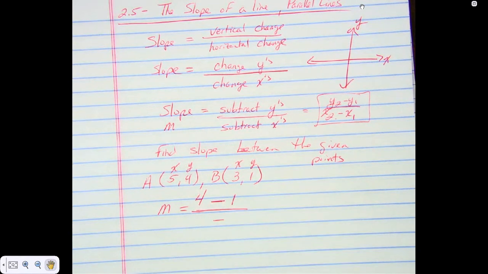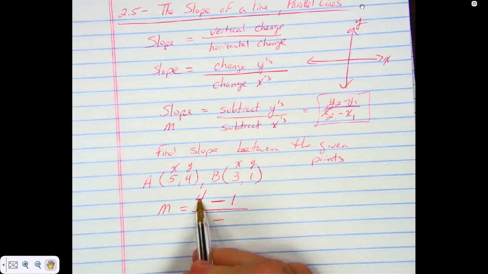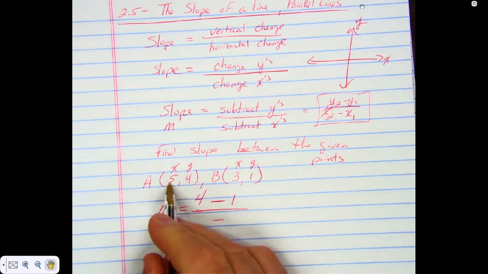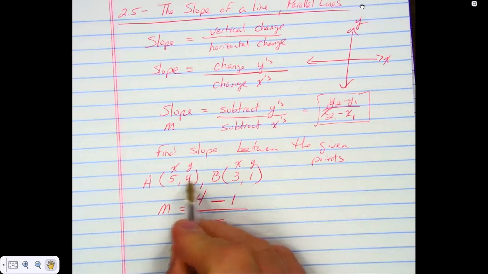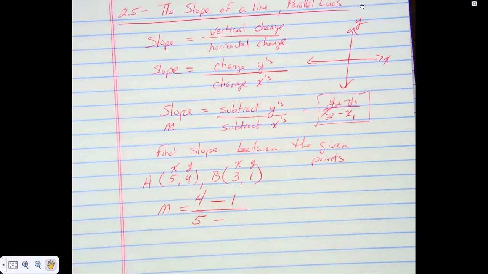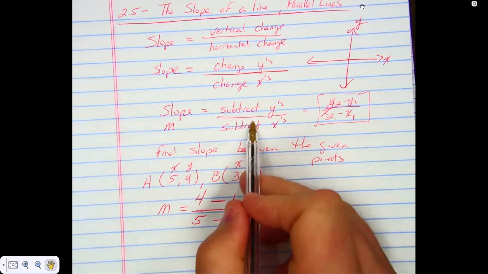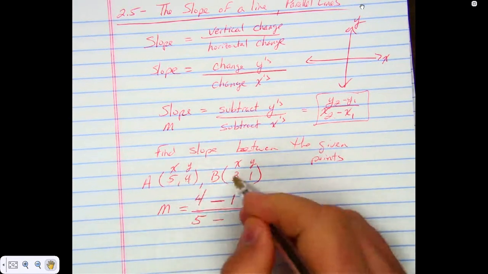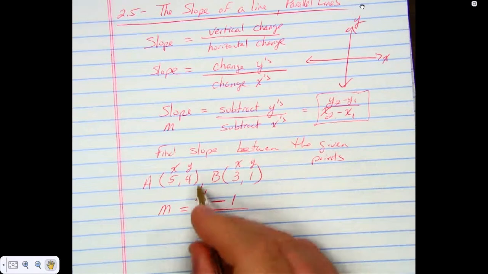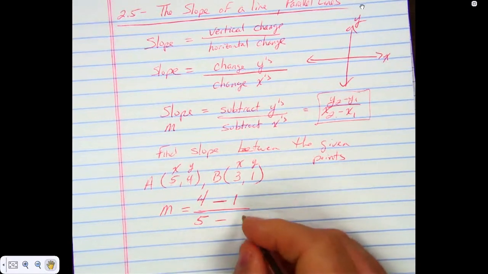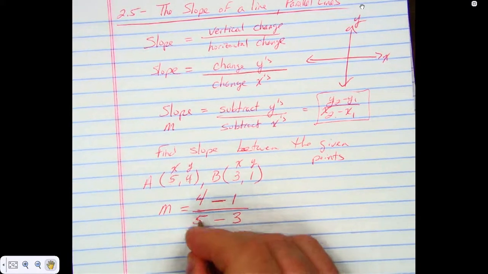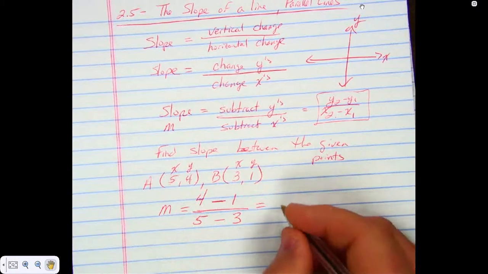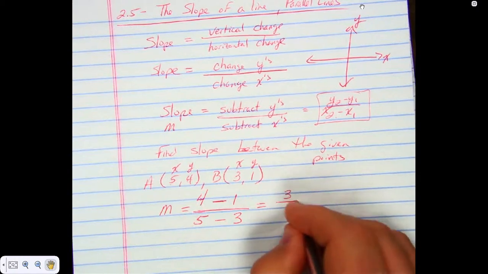It does matter which one you put first. Which x goes with that 4? The 5, right? Because that's the one, so that's your only hiccup to basically thinking of it as subtract your y's and subtract your x's. Keep the corresponding x and y right above each other. So 5, what's my other x? 3. So 5 minus 3. So your answer is 3 over what?